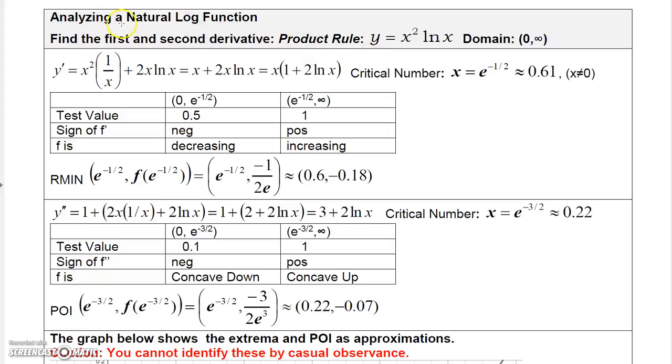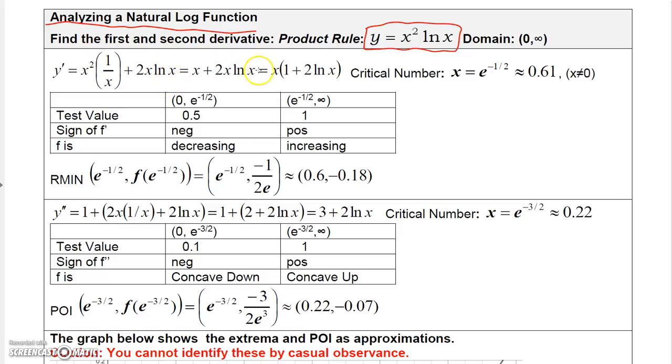Okay, so now we're going to analyze a log function. So let's take this function here, x squared natural log of x. Remember, this function has domain 0 to infinity because of the natural log. So if we take the derivative of that, we're going to have to use the product rule. So we're going to get x squared times 1 over x plus 2x times natural log of x.